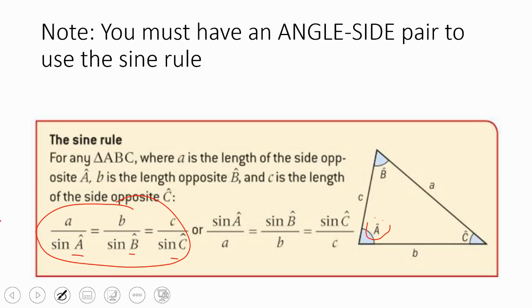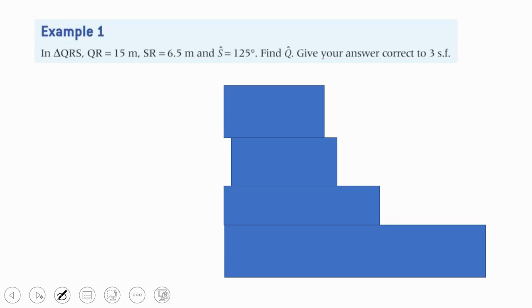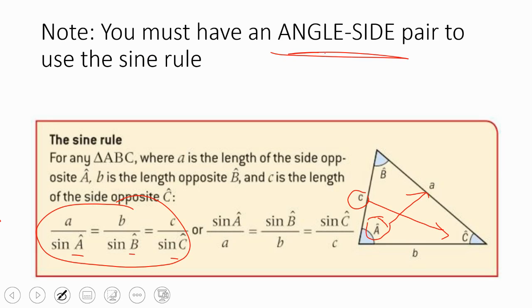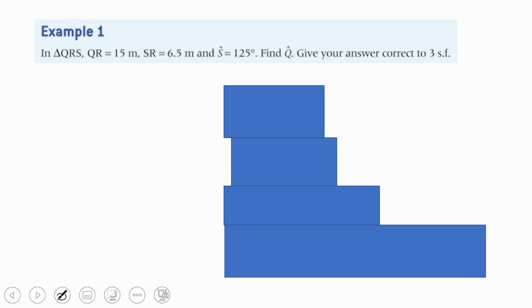The key is how you label your triangle. So there's angle A and there's side A. There's angle C or side C and angle C. So the little letter opposite the big letter separates the sides and the angles. And you must have an angle side pair to be able to do that. And you'll see that in these examples.